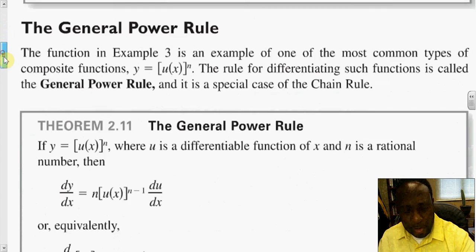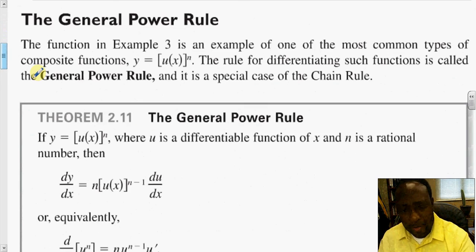The power rule is said to be the same thing as the chain rule, but here it's a function raised to a power. So you take the derivative of that: it becomes the derivative of the outer, which is n times the function raised to the n minus 1, then times the derivative of u of x, du over dx, or just u prime.